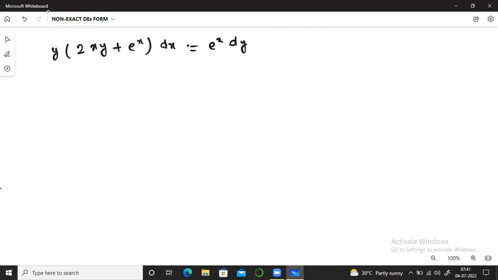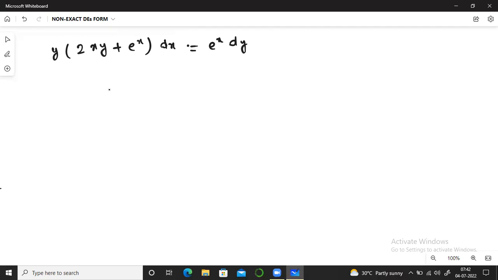By seeing this, e power x into dx term is there, and e power x into dy term is there. It means there is a possibility that I can group it, regroup the equation into a different form. So that idea we should get. How should we get this idea? Y into e power x into dx term is there, here e power x into dy term is there. It means there is a possibility of the uv formula or u by v formula.